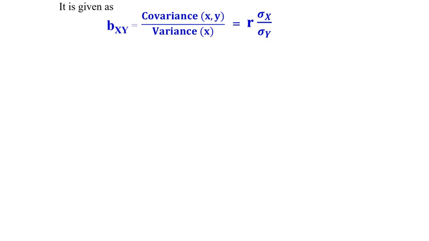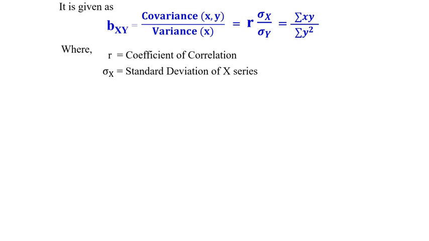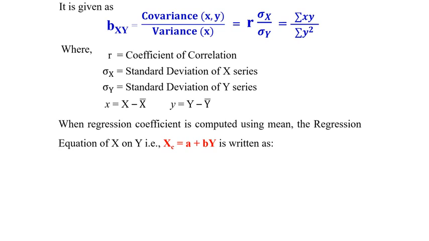This can be simplified, when we take up the actual mean, as summation of small x into small y divided by summation of small y square. So small x, small y already discussed. Okay, where all the things we know: r equals Karl Pearson's coefficient of correlation, sigma x equals standard deviation of x series, and sigma y equals standard deviation of y series. Small x we know, small y we also know.